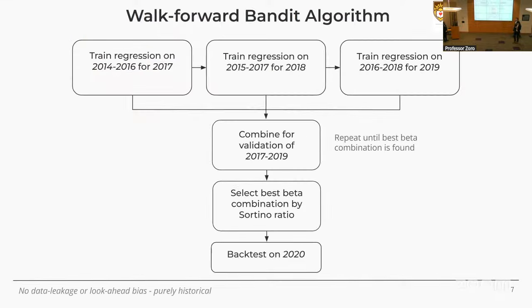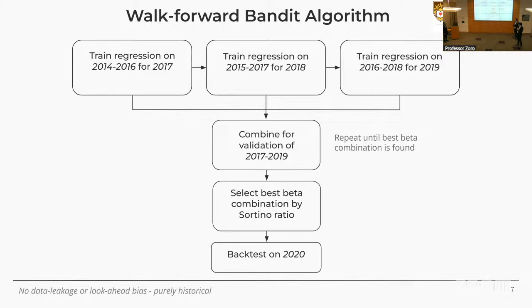So Nate talked about the overall idea of how our bandit algorithm works, but if we want to get a bit more specific, what do our actual periods look like? You go all the way back to 2014 for our standard period, and you're going to train regression from 2014 to 2016 for the validation period of 2017. Then for 2018, you're going to train regression on 2015 to 2017. Then for 2019, you're going to train on 2016 to 2018. You're going to combine these 3 points to get your validation period of 2017 to 2019.